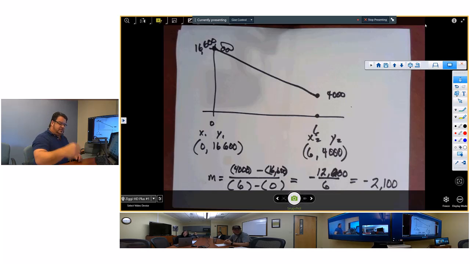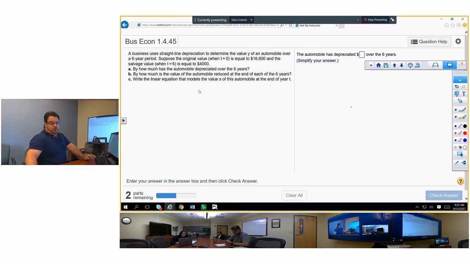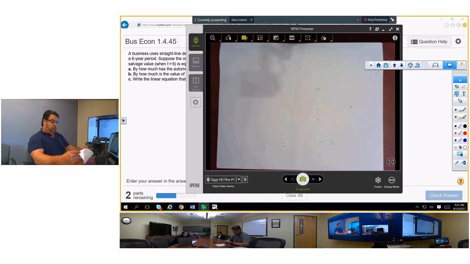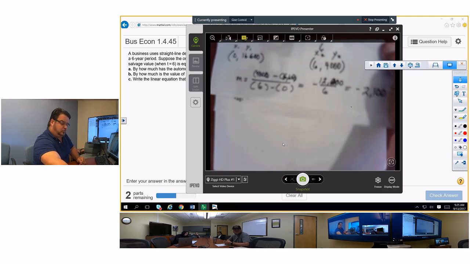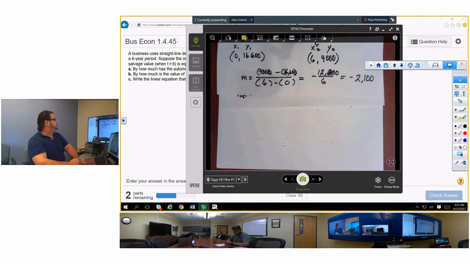All right? Next question. What does it say next? It says something about prediction, doesn't it? Okay, write the linear equation that models the value of the automobile. So write the linear equation. So that means find a what? Slope. Find an equation. We just found the slope. Find an equation that goes with the slope.